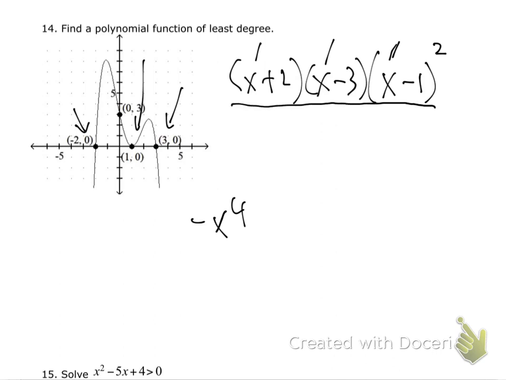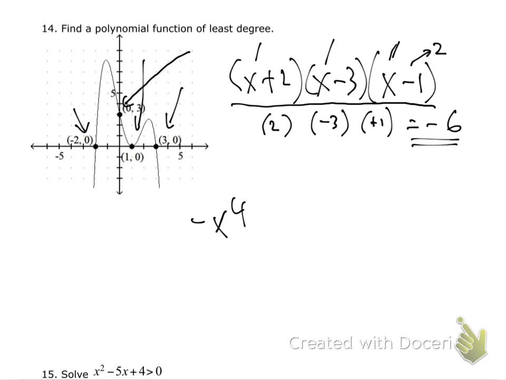But if I set x equal to 0, what's my y-intercept? Right, x equal to 0, that'll leave me with 2. This will leave me with negative 3. This will leave me with negative 1 squared, okay, which is positive 1. Right, this equals negative 6. That should be my y-intercept, but you can see it's not. It's 3. So again, this is 1.